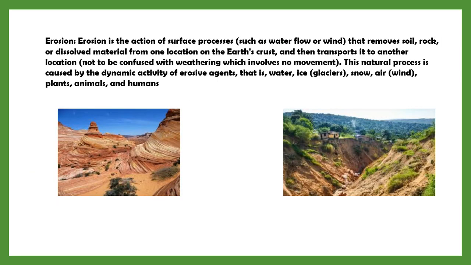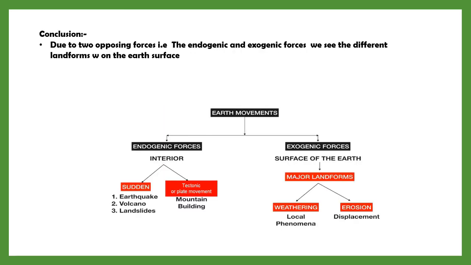Now erosion is the action of surface processes such as water flow or wind that removes soil, rocks or dissolved material from one location on the earth's surface and then transports it to another location. Okay, this natural process is caused by dynamic activities of erosive agents, that is water, ice, glaciers, snow, air, wind, plants, animals and human beings.